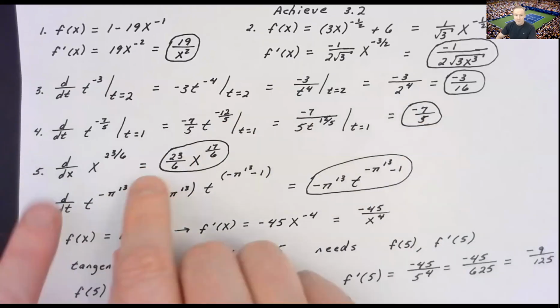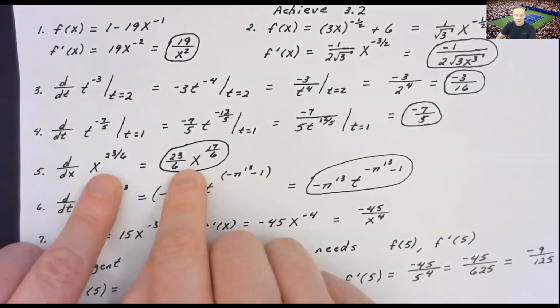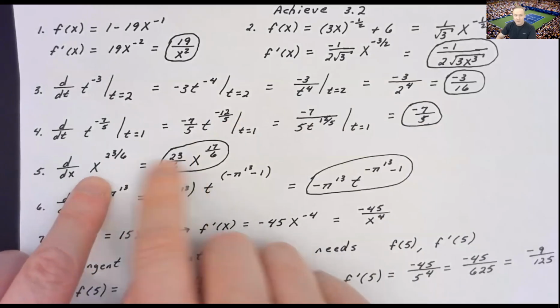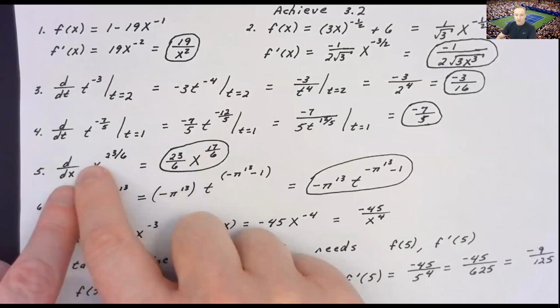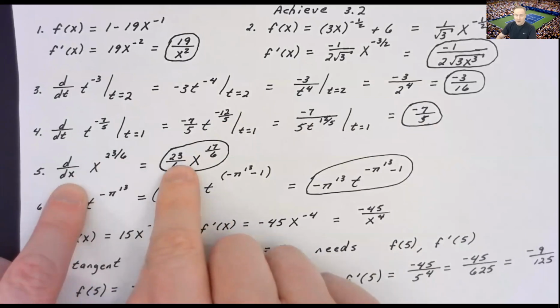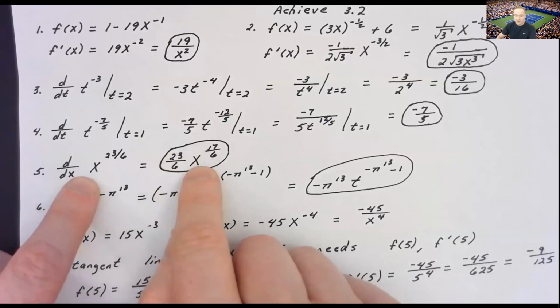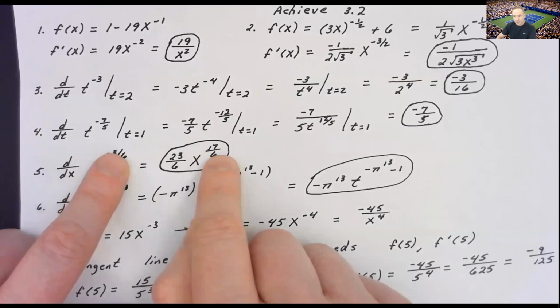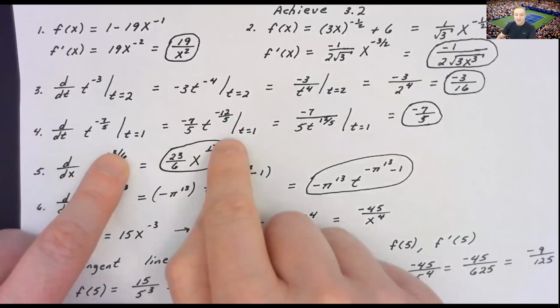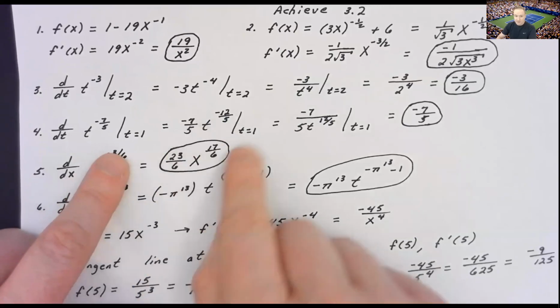The next one here, we didn't even have to evaluate it. It just said take the derivative with respect to x of x to the 23 over 6 power. So I said, okay, power rule. Bring the 23 over 6 down in front. It doesn't have anything to multiply other than a 1, so you just get your 23 over 6 in front. And then the power is 23 over 6 minus 1. Well, 23 over 6 minus 6 over 6 gives me the 17 over 6 power.